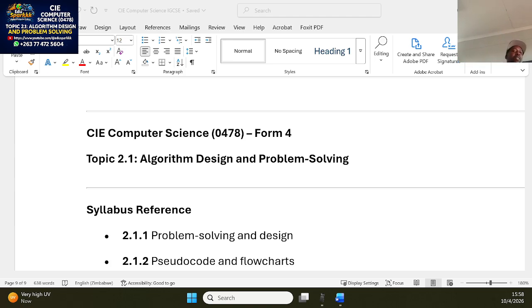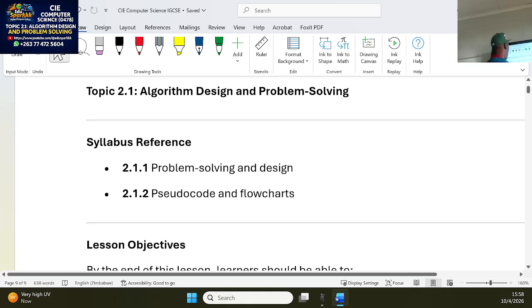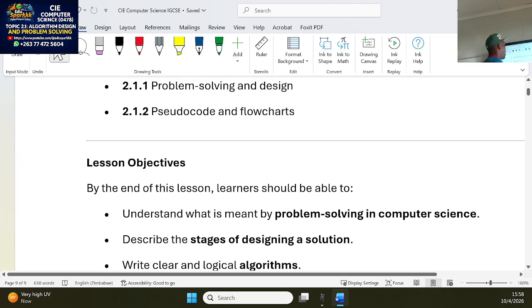Right, so afternoon, folks. This time around, I'm going to take you through algorithm design and problem solving. That's IGCSE Computer Science subject code 0478. So let's start with a brief discussion. What we are interested in here is mainly problem solving and design. We want to look at pseudocode and flowcharts.